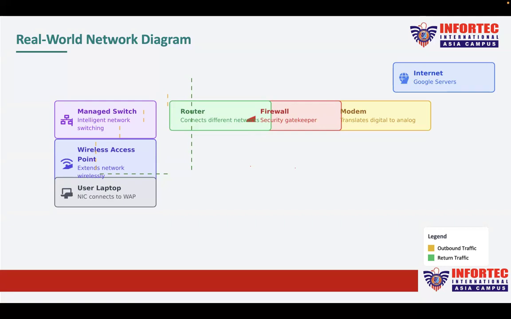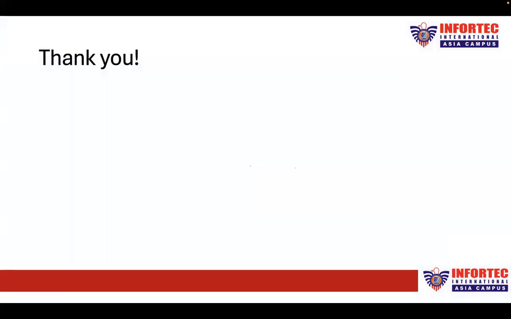So we have these switches, routers, firewall, modem, internet, wireless access point, user laptops, everything in this diagram. So you can place these things here and there, and later according to the purpose you can connect all these things together to show the pathway and all.